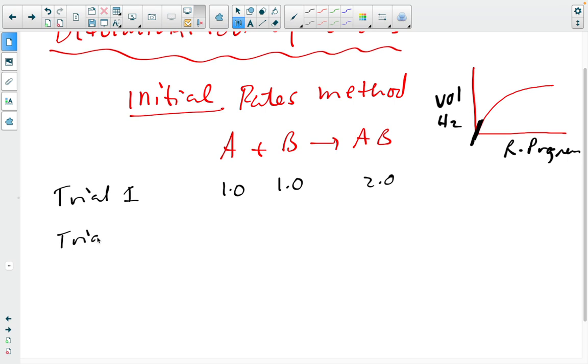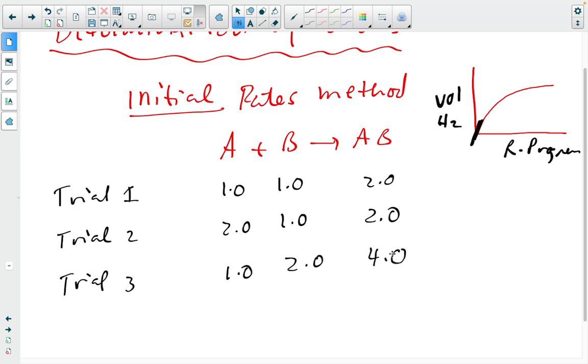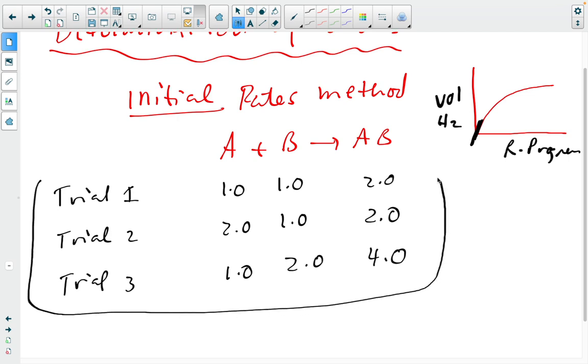Let's say now I repeat the experiment, so trial 2, I double the concentration of this, and I keep this one constant, and let's say my rate stays the same. And then I repeat it one more time. And this time I keep the concentration of this the same, and I now double the concentration of this. And my rate goes up to 4. So what I have here is a table of results of what we call initial rates.